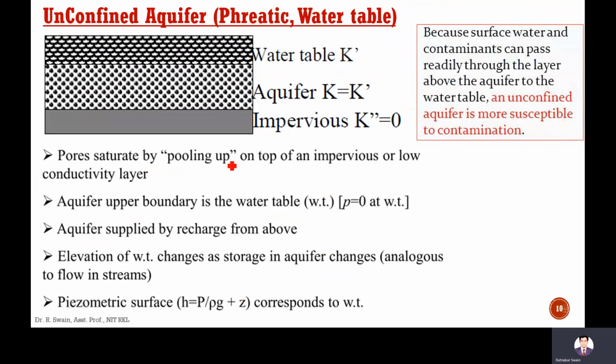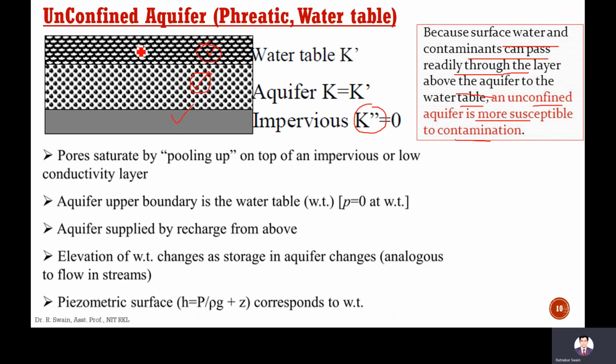Next is unconfined aquifer. Unconfined aquifer means here the lower portion is impervious, meaning the permeability of that soil is 0. Here the permeability is more than the permeability of the soil above. Here there is a water table case, some permeability is there, but this permeability is less, and this permeability is more. Because surface water and contaminants can pass readily through the layer above the aquifer to the water table, an unconfined aquifer is more susceptible to contamination.